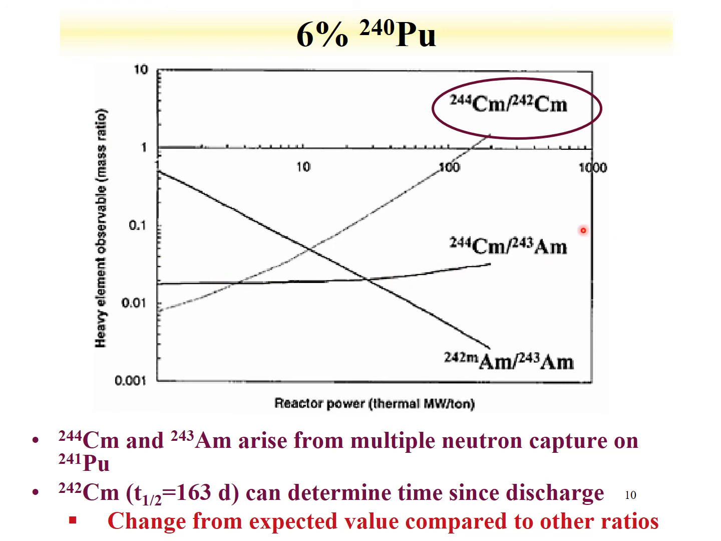There's another example of a ratio that can be used, the curium-244 to americium-243 ratio, but we see that it's not as sensitive over the entire energy regime. You only get some slight changes between 100 and 1,000 megawatt thermal per ton, so it's not as sensitive as a signature. The curium-242 can also be used to determine time since discharge, since it has a half-life of 163 days. We expect this to change compared to the other ratios because of the relatively short half-life of the curium-242.